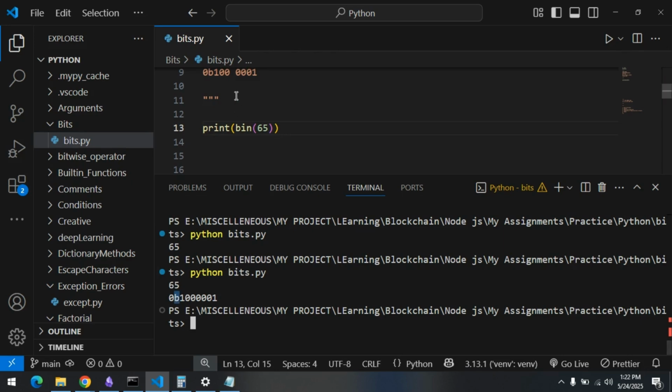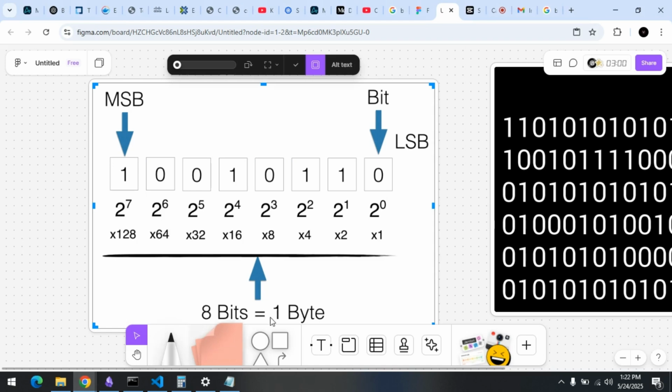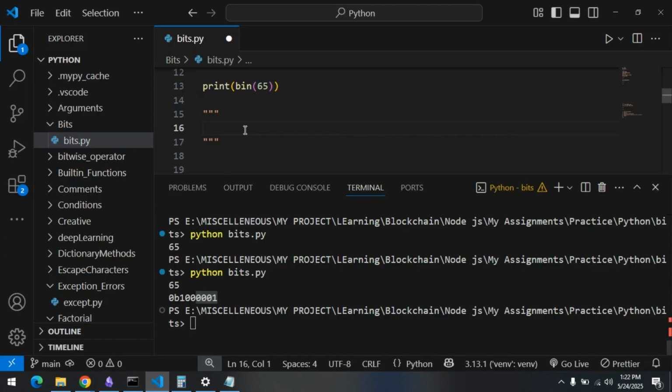Okay, now if you want to check whether we're right or wrong, what we can do is use a print function and another function that is called bin. It's a built-in function, and then inside the brackets you write 65, and let's check what it is. And there you go. It has the same 0b 1 0 0 0 0 0 1. So we're right.